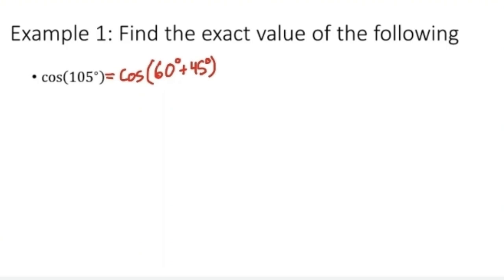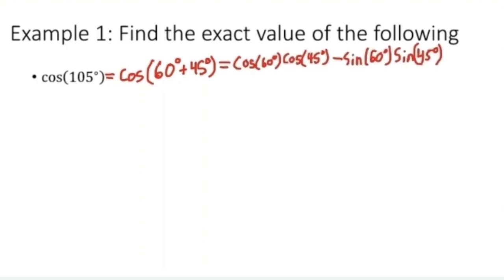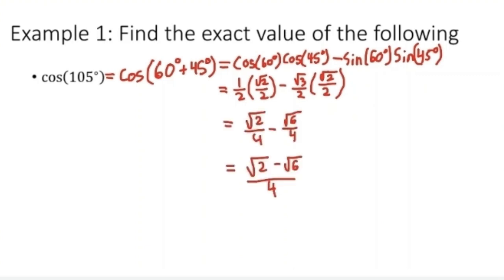Now to find the exact value, we can apply the sum identity of cosine, and we get cosine 60 degrees cosine 45 degrees minus sine 60 degrees sine 45 degrees. 60 degrees and 45 degrees we can find on the unit circle. So by evaluating all four of our trig functions at the angles given, we obtain 1/2 times root 2 over 2 minus root 3 over 2 times root 2 over 2. Then by following order of operations, we get that cosine of 105 degrees equals root 2 minus root 6 all over 4.